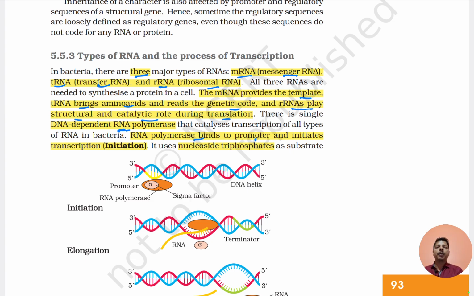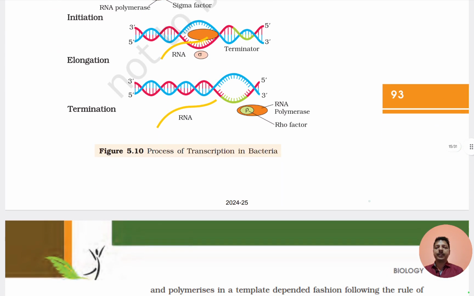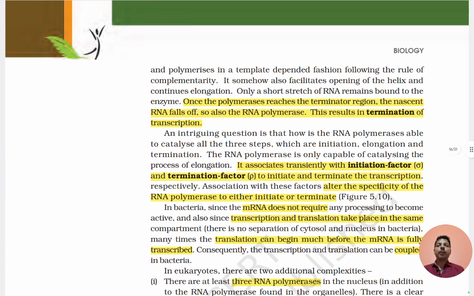RNA polymerase binds to the promoter and initiates transcription, or we say initiation. It uses nucleoside triphosphate as a substrate, and polymerizes in a template dependent fashion following the rule of complementarity. It somehow also facilitates the opening of the helix and continuous elongation. Only a short stretch of RNA remains bound to the enzyme. Once the polymerase reaches the terminator region, the nascent RNA falls off, so also the RNA polymerase. This results in the termination of transcription.